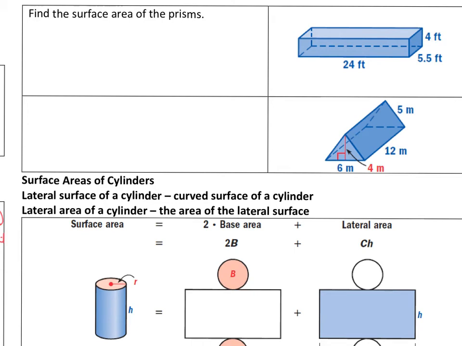Okay, let's do two more practice problems. Here we have a rectangular prism. So the surface area will be equal to 2 times 5.5 times 4, because we have 2 of these.